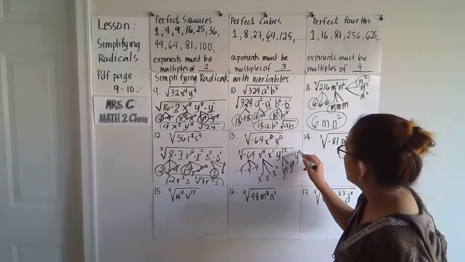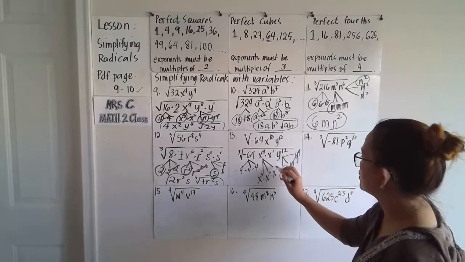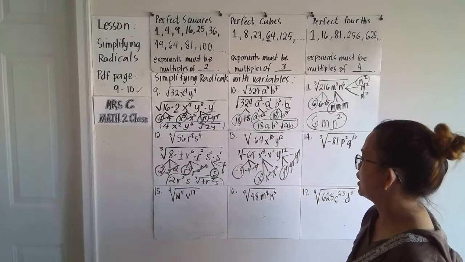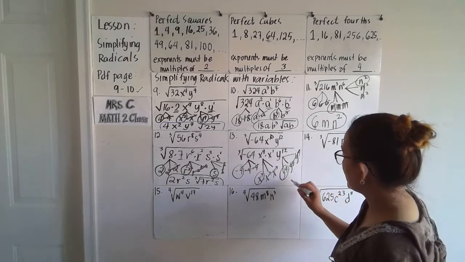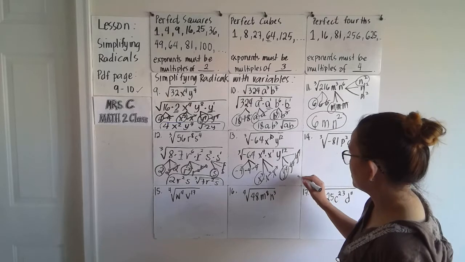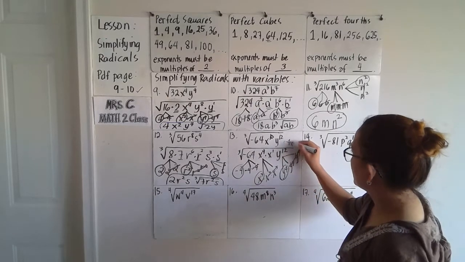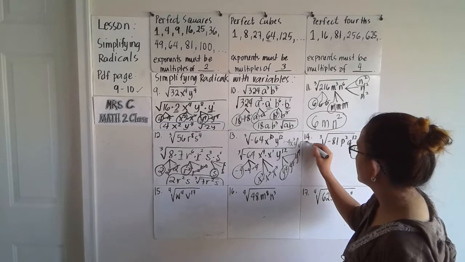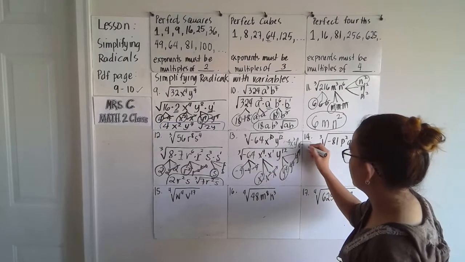Got it? Take 2, take 1, cancel 2, cancel 2, take 1, cancel 2, take 1. All right? Do we have leftovers? Yes, we do. So the final answer is negative 4 x cubed y to the fourth cube root of, I'm sorry, I don't have enough space.